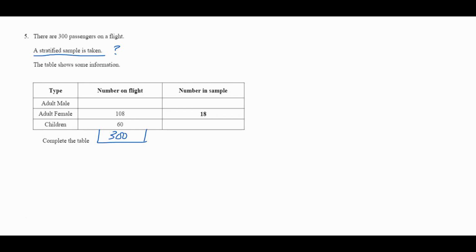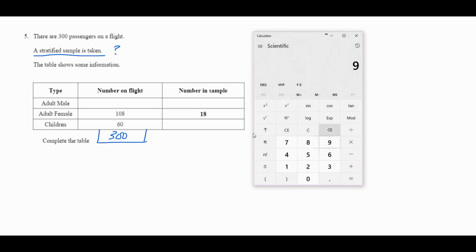So easily what you can do is 300 take away 60 and take away 108 equals 132. So 132, 140, 240, 300, that is correct. So we already know the classification here, but we don't know the sample size. So let's do some algebra. I'm going to do it in a different method.